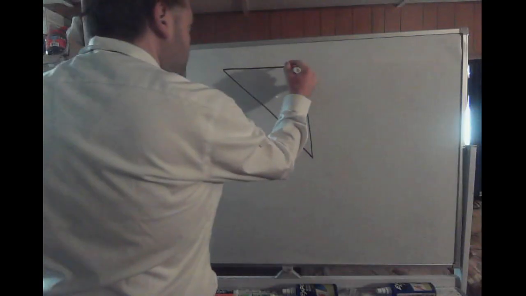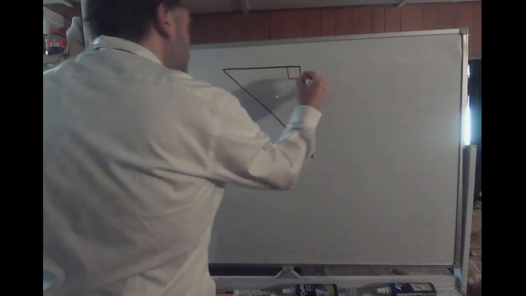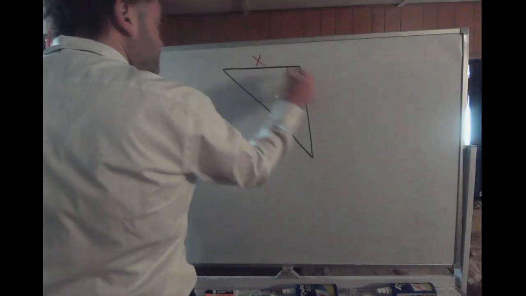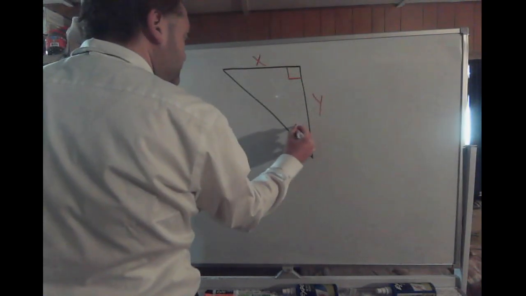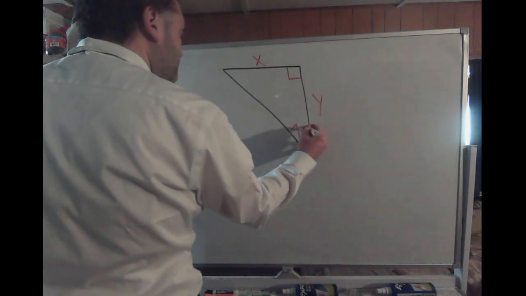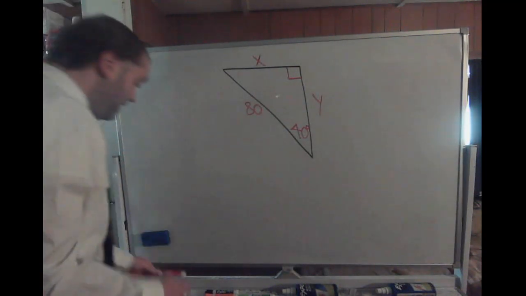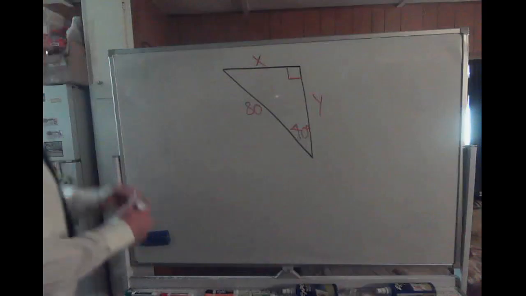Let's see what we got here now. Another right triangle. x, y. This is 40 degrees. We got the hypotenuse with length 80. So again, we're going to solve for x and y.